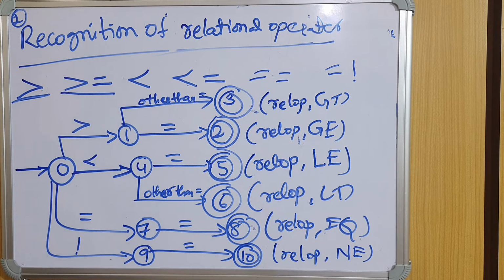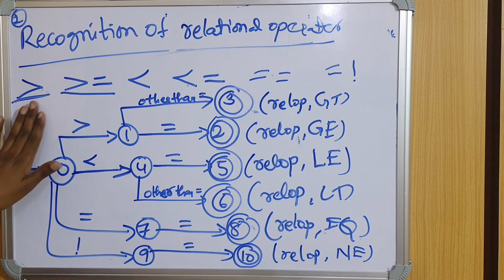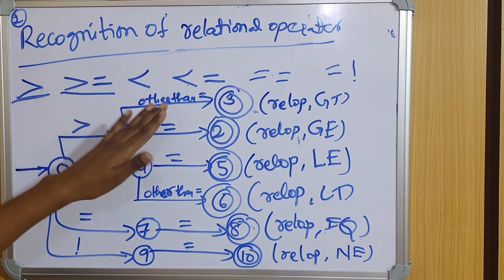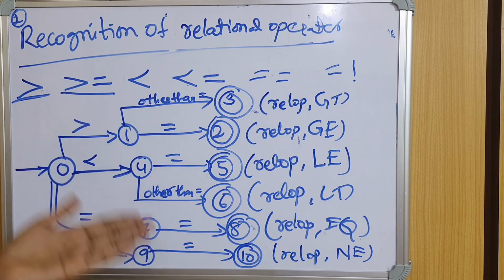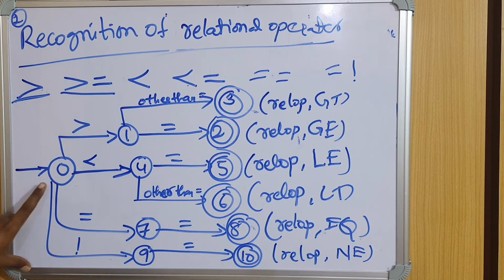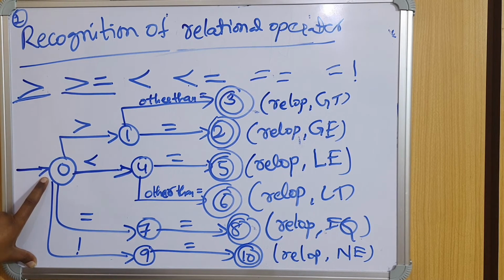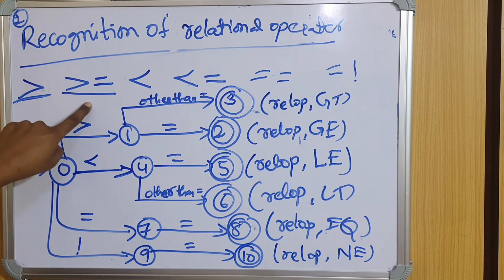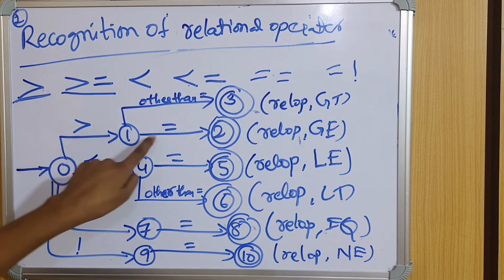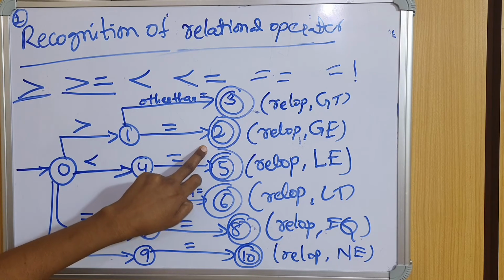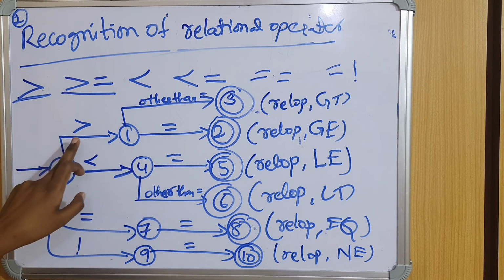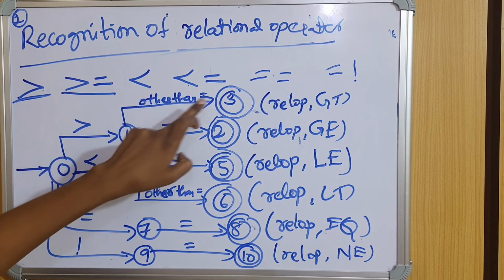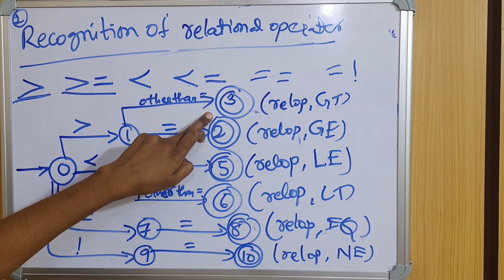Clear everyone? See, first the initial state, you write the relational operators. You already know: greater than or equals to, less than or equal to, double equal means equals to, not equal to. Take first 0, then first take greater than or equals to. If it is greater than or equals to, it will move to the second state. If it is greater than, other than equal to, it will move to the third state.